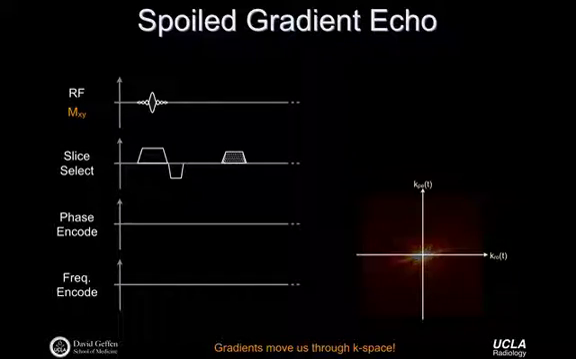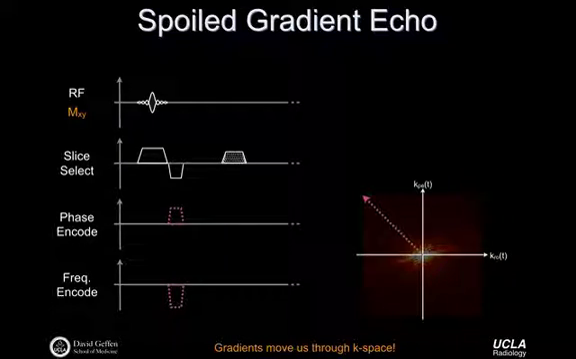So we have slice selection, and the spoiler gradient is shown on the end there, the one that gets rid of our transverse magnetization. And remembering that gradients move us through k-space, the gradient echo sequence itself actually starts with two gradients that might look something like this. A positive, what we call phase encoding gradient, and a negative, what we call frequency encoding gradient. And not worrying too much about what a phase or a frequency encoding gradient is, just appreciate the relationship between these gradients and where we started in k-space and where we ended up.